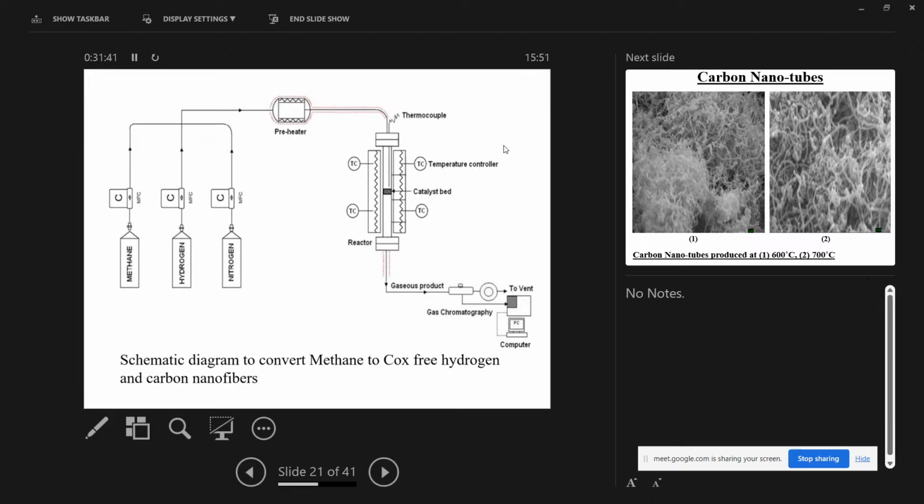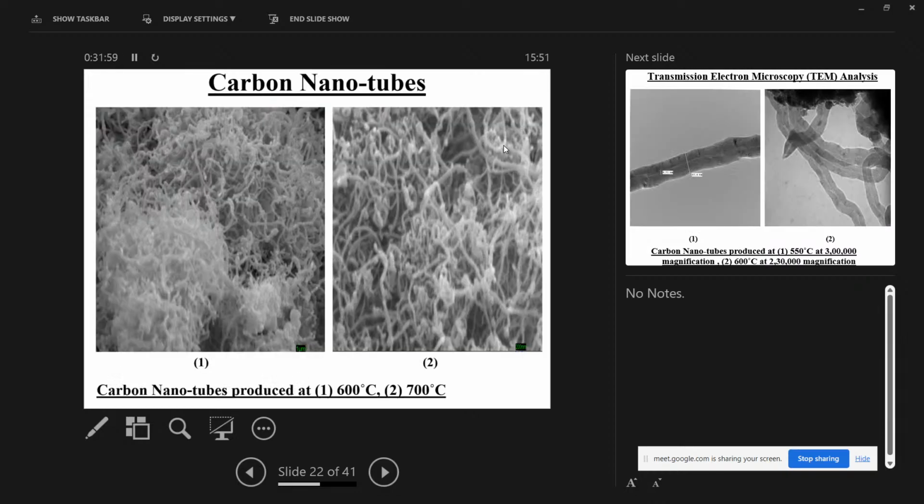So we have temperatures varying from about 500 to 700 or 750 degrees C, and it will give you the carbon in the form of nanofibers or nanotubes, and the CH3 hydrogens. Can you go to the next slide?